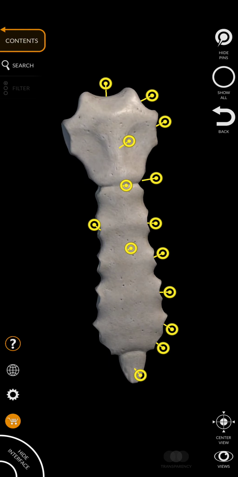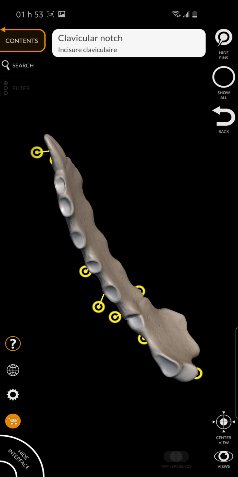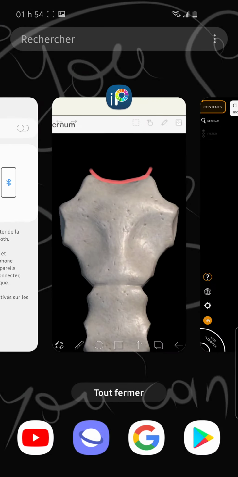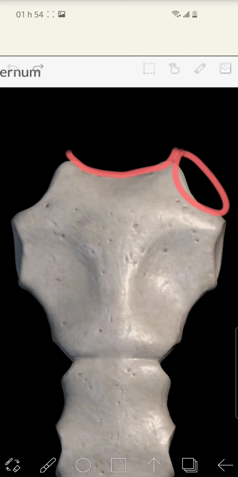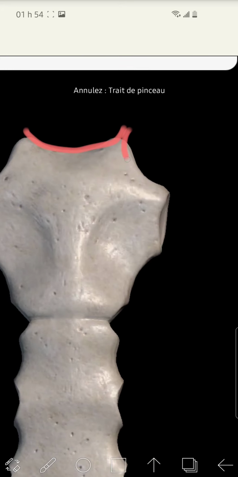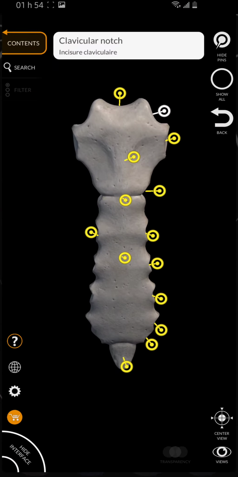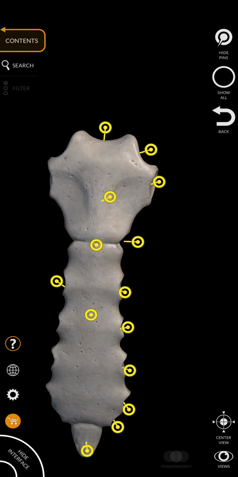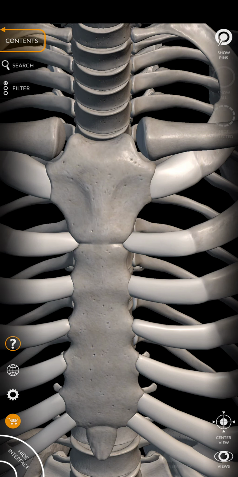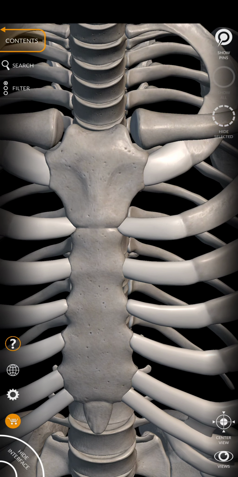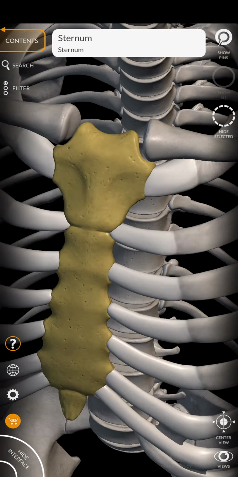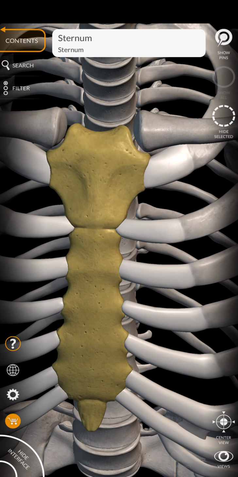And then we have another notch here. This part is called the clavicular notch because it articulates with the clavicle. So I'm gonna show you. Here you go. So we have the articulation. This is the clavicle, and this is the sternum, the manubrium, and they articulate in here.